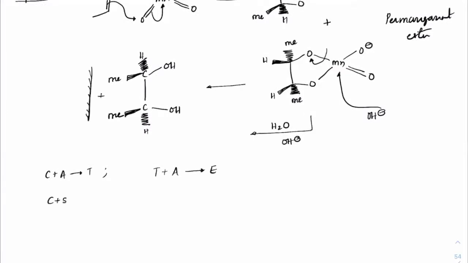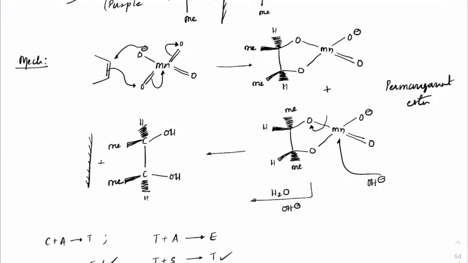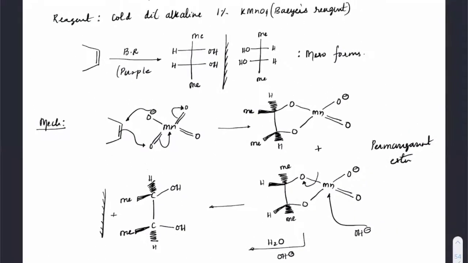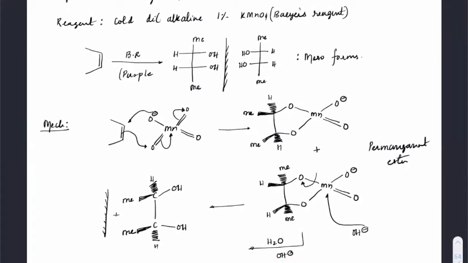So cis plus syn addition is going to give an erythro, and trans plus syn addition is going to give you threo. So these two are more valid here, where we are making a syn addition. Everybody understood the mechanism here? Make a note. This is the solution itself.